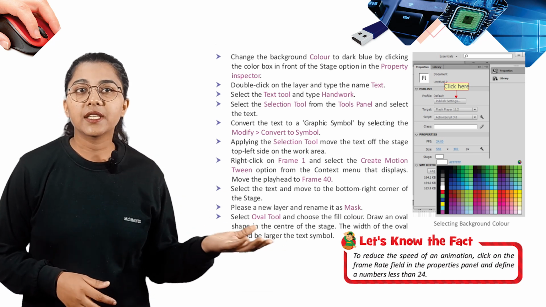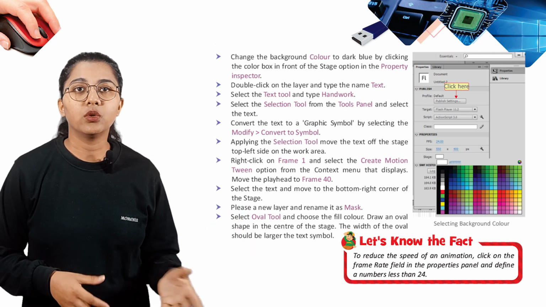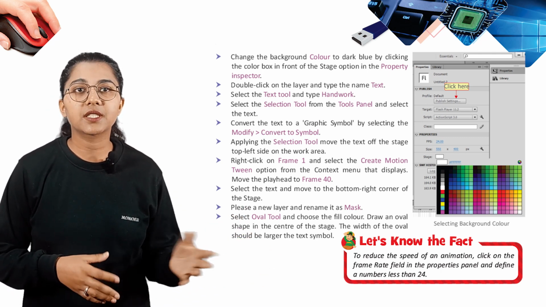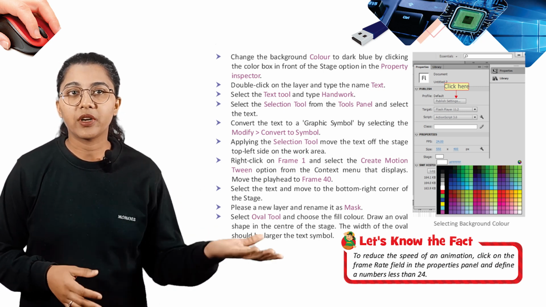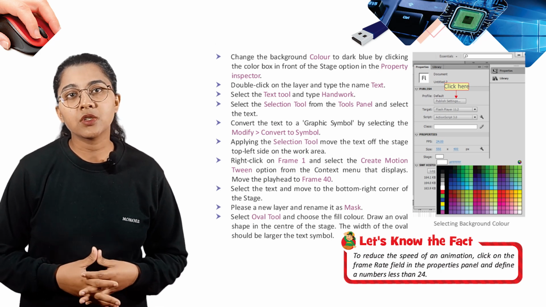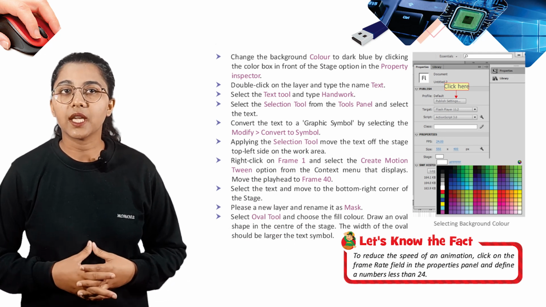Then next, double click on the layer and type the name text. Then select the text and type handwork. Now select the selection tool from the tools panel and select the text. Convert the text to a graphic symbol by selecting the modify menu, then convert to symbol. Now apply the selection tool, and move the text to the top left side of the stage on the work area.